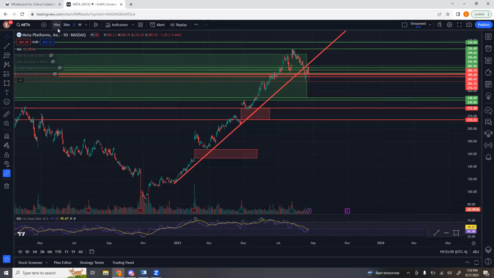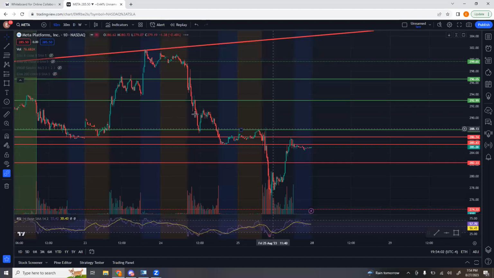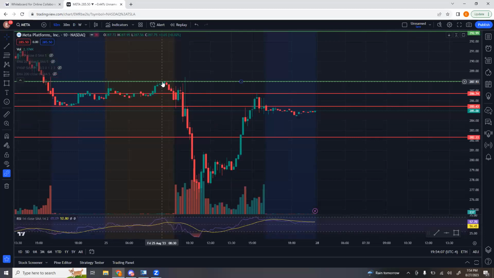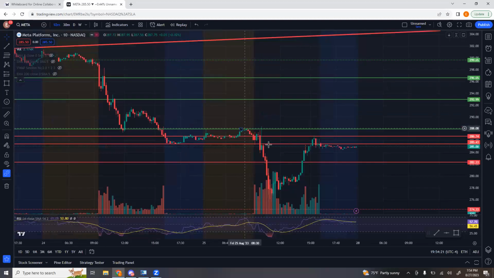So we're going to look at our 10-minute chart. Here we are in our 10-minute chart. As we talked about, we're going to mark our pre-market high. There's a reason why pre-market high is green: if it breaks pre-market high, we're going to go long. If it breaks pre-market low, we are going to go short. Nothing crazy about this. That's why we make it green and red.